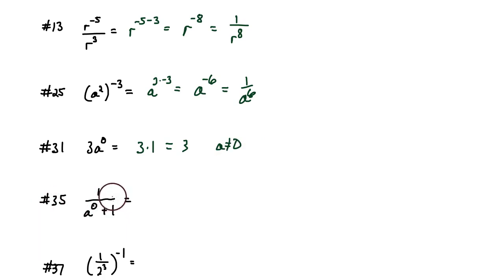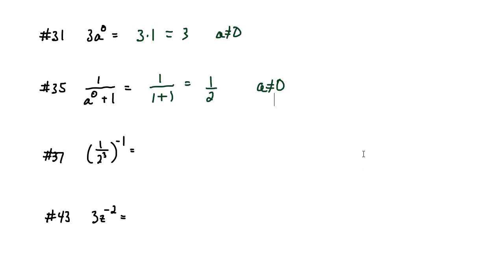Number 35, let's simplify this. This is equal to 1 over 1 plus 1. The a to the 0 power is equal to a 1 as long as that a is not a 0. And then this makes 1/2. So the answer is 1/2, but only when a is not 0.